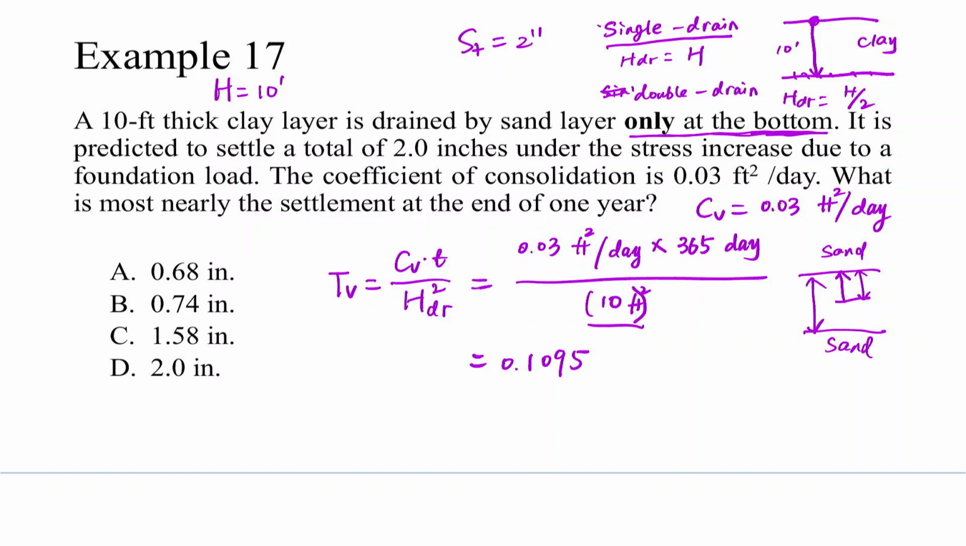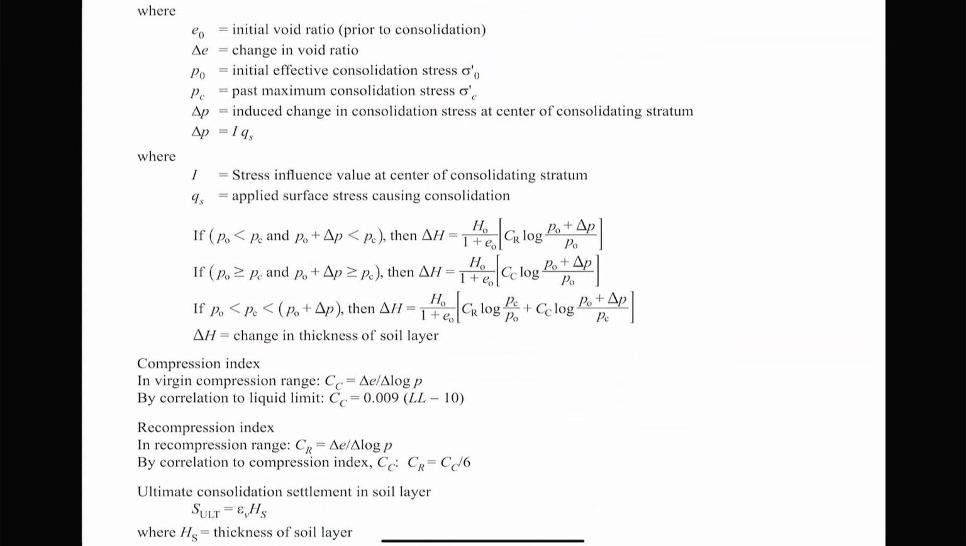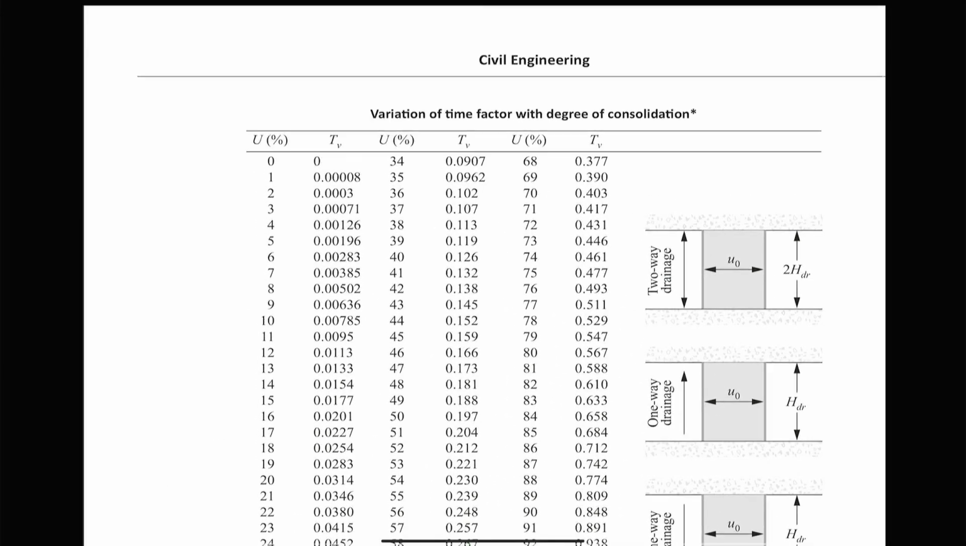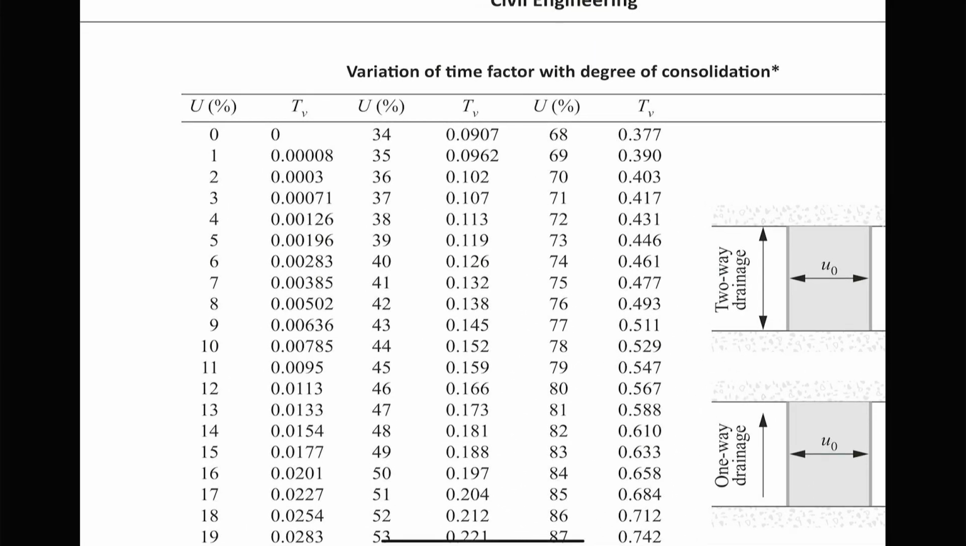After you come up with the T_v, or the time factor of the consolidation, next you want to figure out the degree of consolidation. This is something that you have to use the table. There is an equation, but using the table is a lot easier. So if we pull out the reference manual, we can find that table. This is the table we're talking about. We have U on the left, T_v on the right, and they correspond to each other.